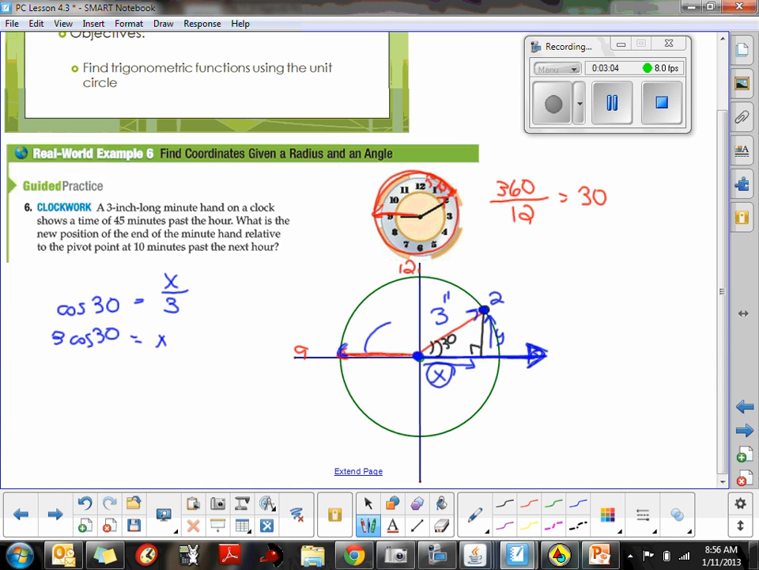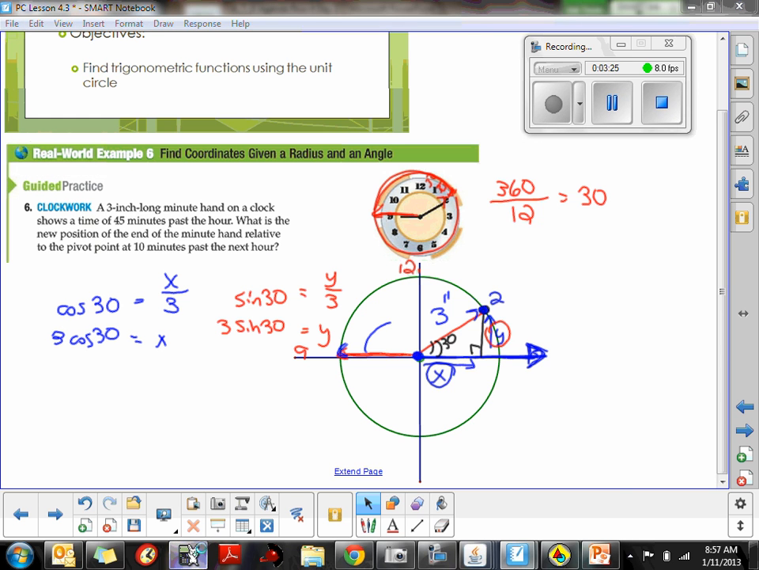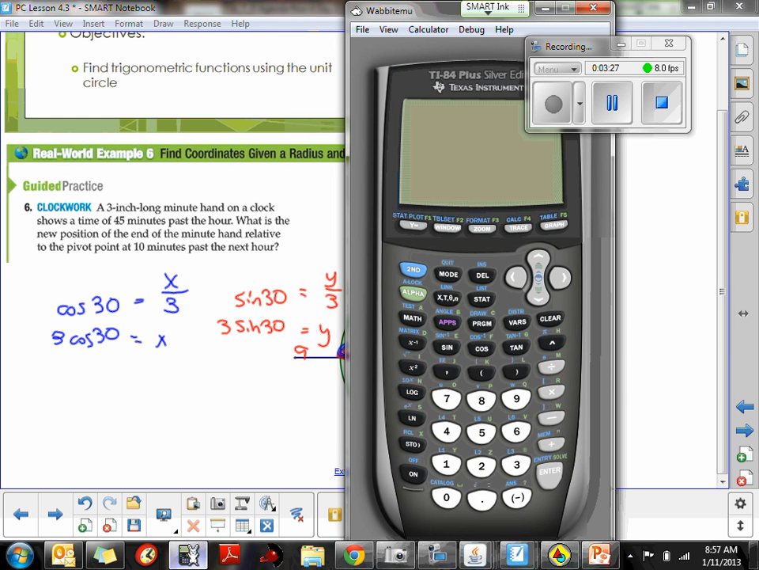I'm going to hold off on that calculation until I finish the other part. To find the y position, I'm going to use the sine of 30, because the sine is going to help me find the opposite side, the y value, and that's y divided by 3. So that means y is equal to 3 sine of 30. Now all we have left is to run those calculations and put in our approximate positions.